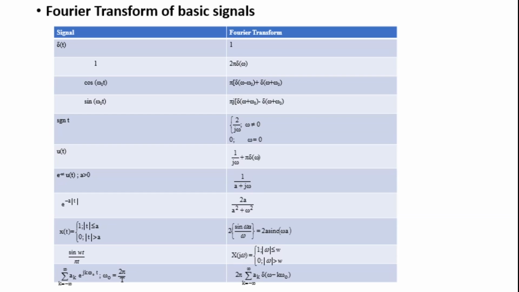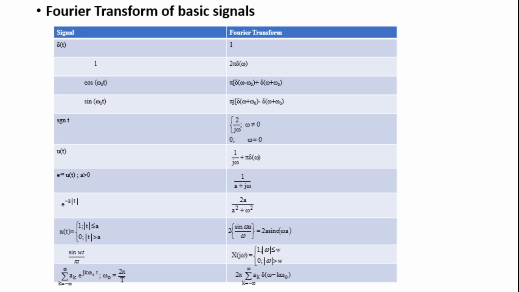Then for sgn(t), the Fourier transform is 2/(jω) where ω is not equal to 0, and 0 when ω is equal to 0. Then the Fourier transform of u(t) is 1/(jω) + πδ(ω). Then the Fourier transform of e^(−at) u(t), where a is greater than 0, is 1/(a + jω).